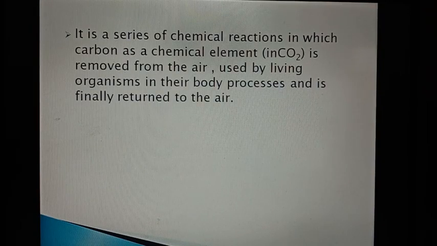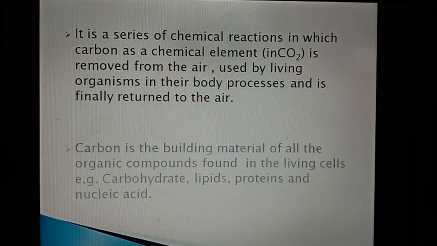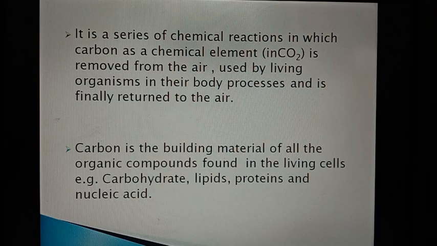It is a series of chemical reactions in which carbon, as a chemical element in carbon dioxide, is removed from the air, used by living organisms in their body processes, and is finally returned to the air. Carbon is the building material of all the organic compounds found in living cells, for example, carbohydrates, lipids, proteins, and nucleic acids.